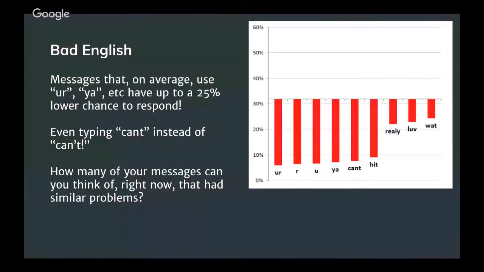All right, so first off, bad English. Messages that, on average, use "you are" as "ur", "ya", etc. have up to a 25% chance, lower than the median, which is about 30, to respond. Even typing "cant" instead of "can't" with an apostrophe can lower you as much as 20% of the median. How many of your messages can you think of right now that had a similar problem? I'm sure it's going to be a lot.